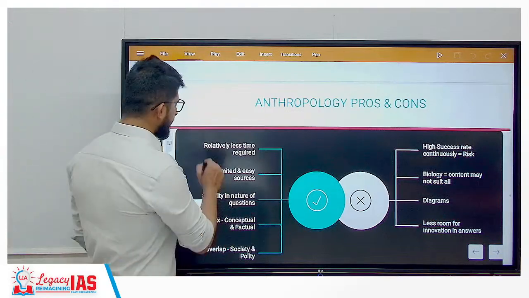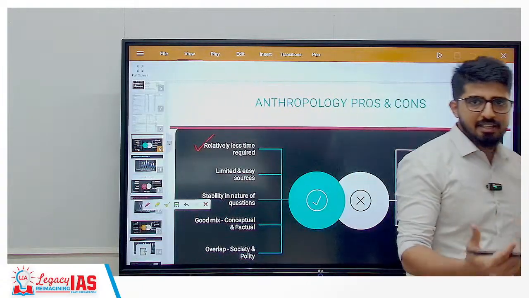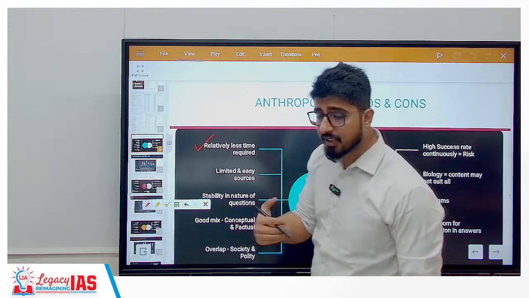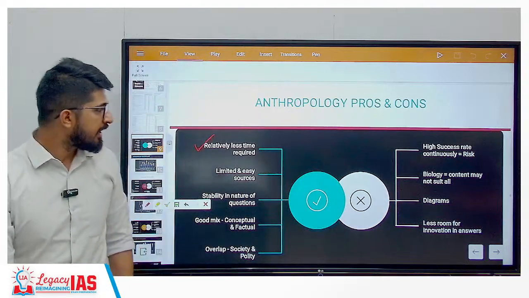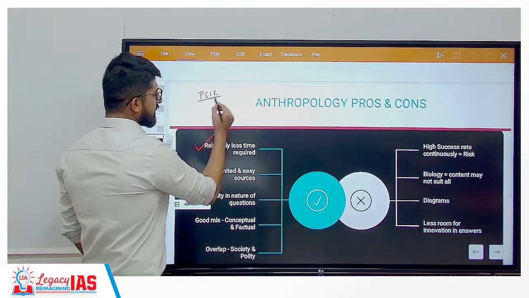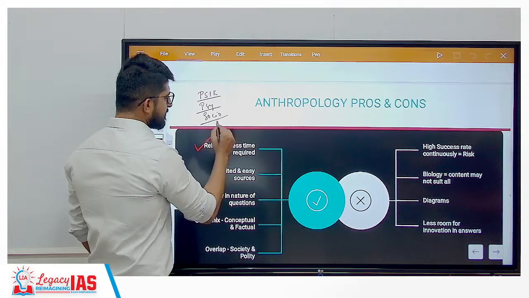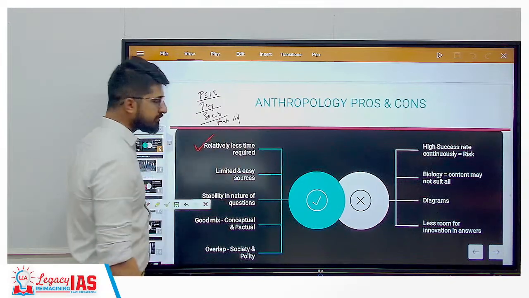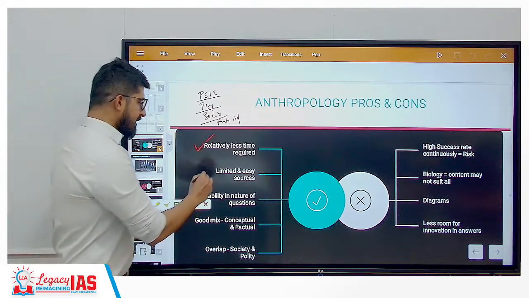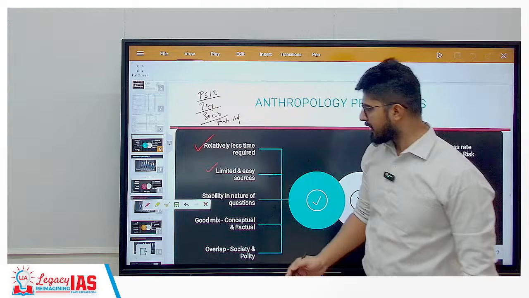So the first advantage, it is relatively less time consuming compared to the other 3 optionals that we spoke of. That is compared to your political science, compared to your psychology, compared to your sociology, or even your public administration. It consumes relatively less time, anthropology. Limited number of sources and easy to find the sources.